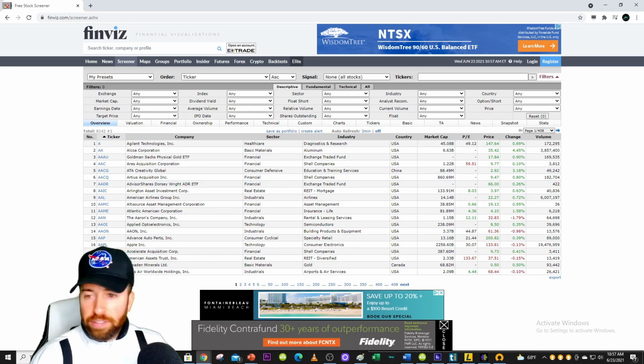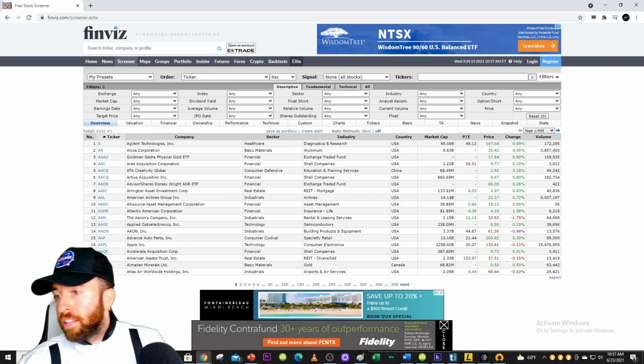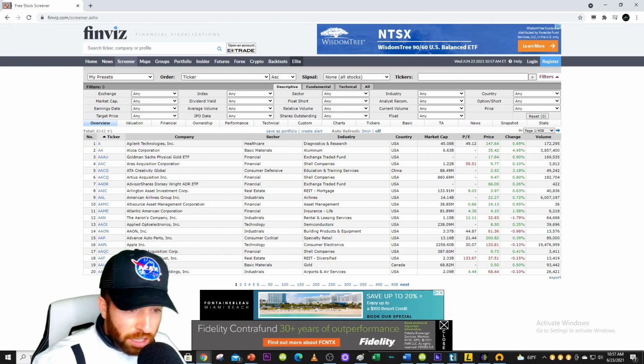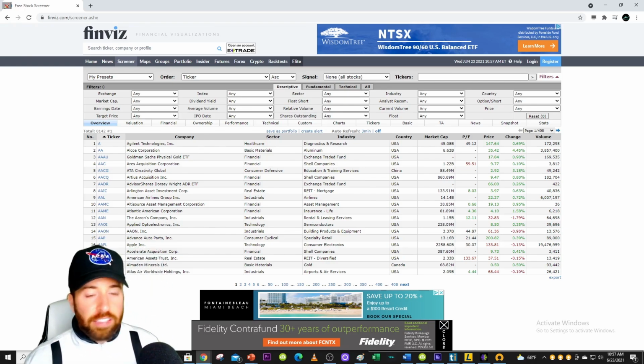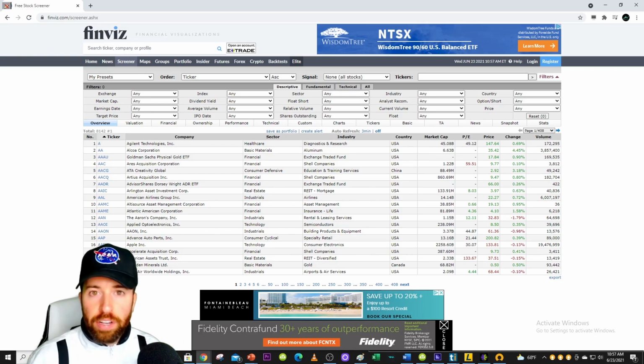Am I a trader that's looking for bounce plays? Am I a trader that's looking for breakouts? Am I a trader that's looking for shorts? Am I a trader looking for this or that? I want to go over a lot of different popular screener settings that you can use for whatever type of strategy you have.